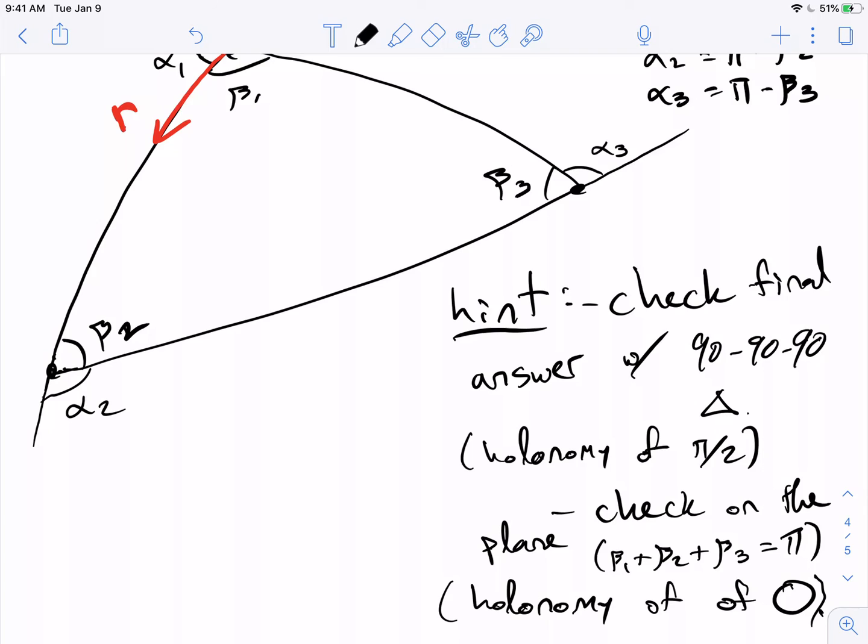So that's another homework question. Email me if you have any questions about the calculation. And that's it.